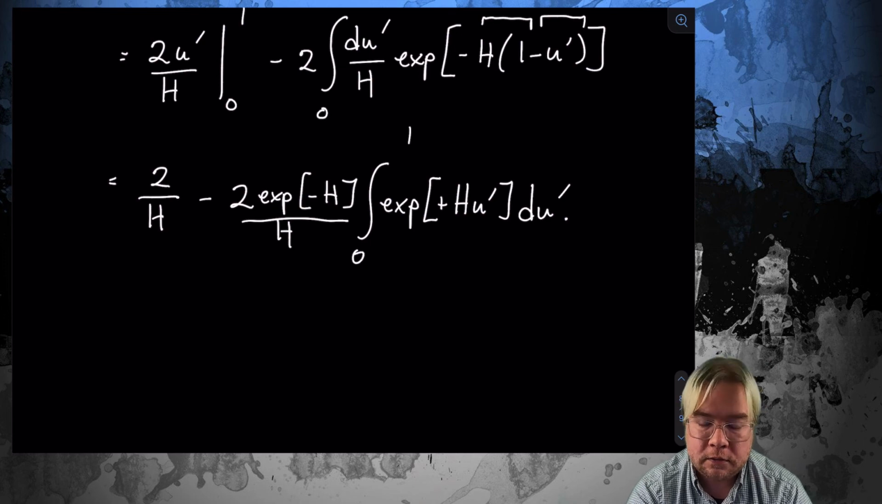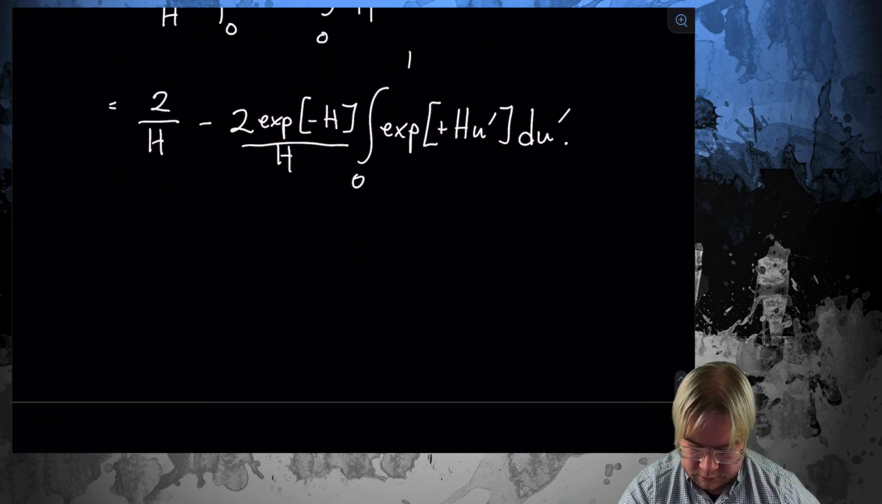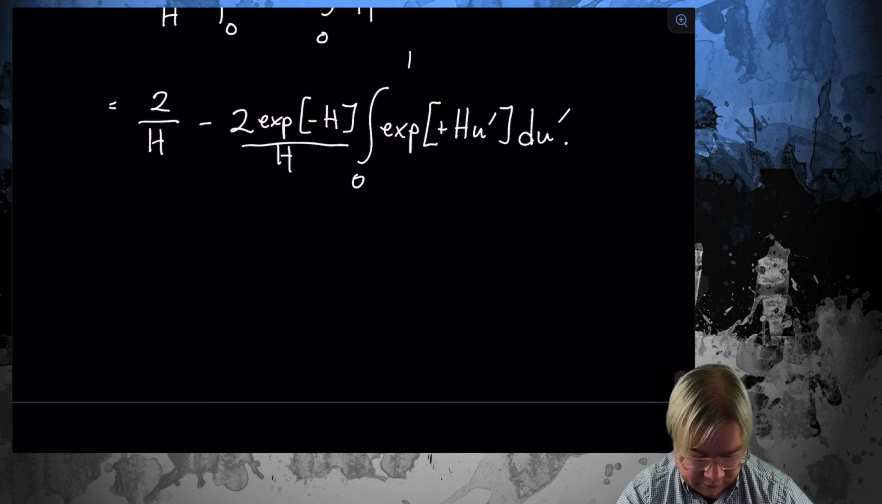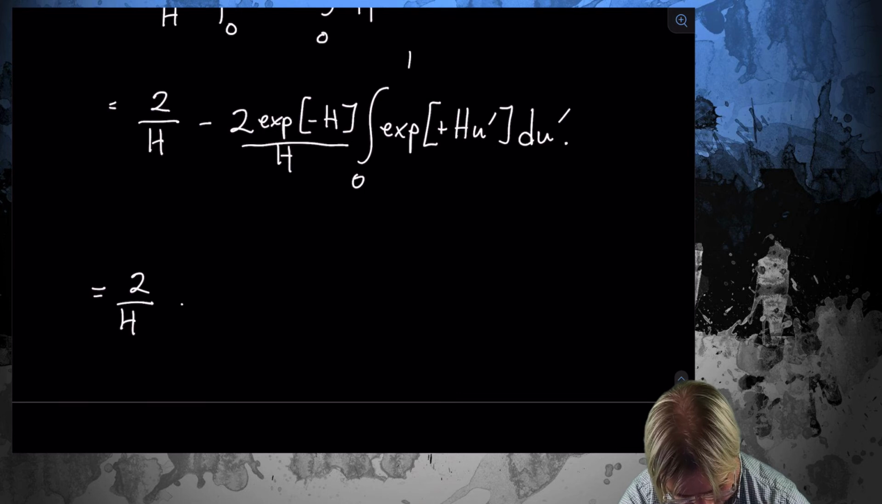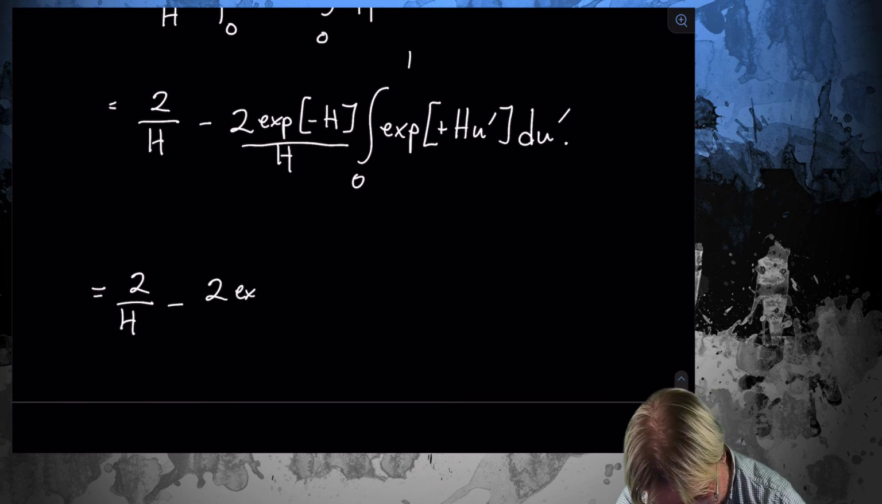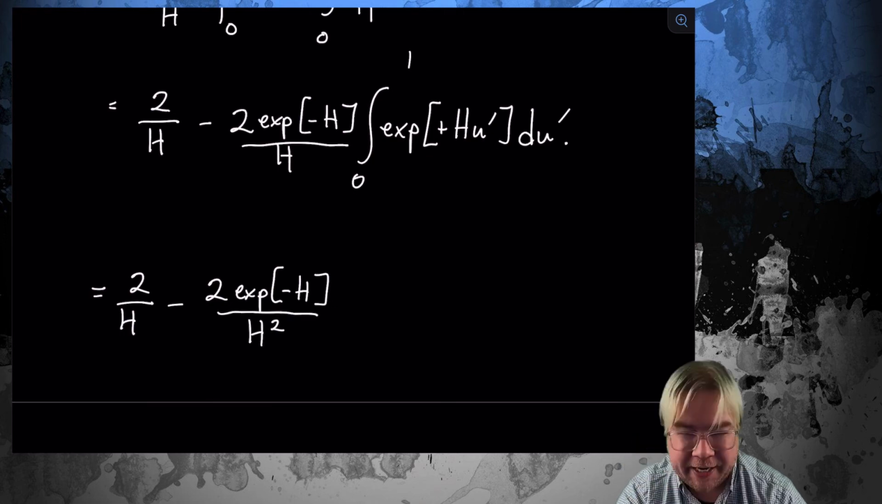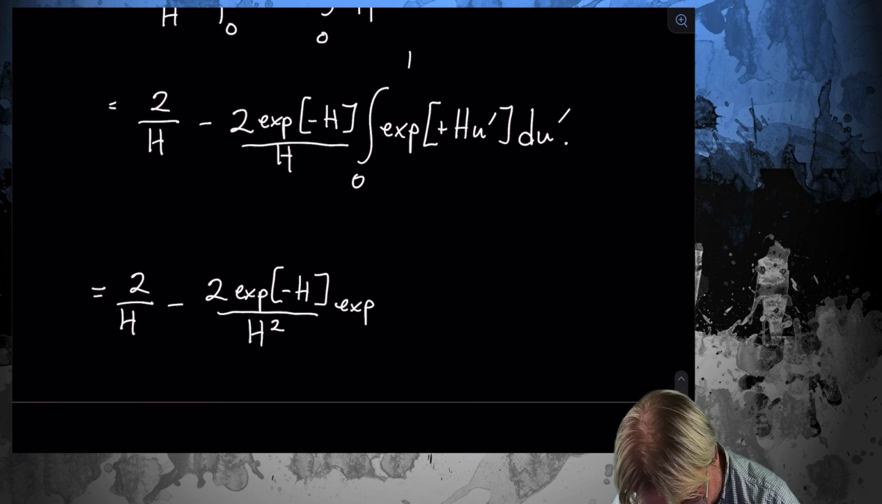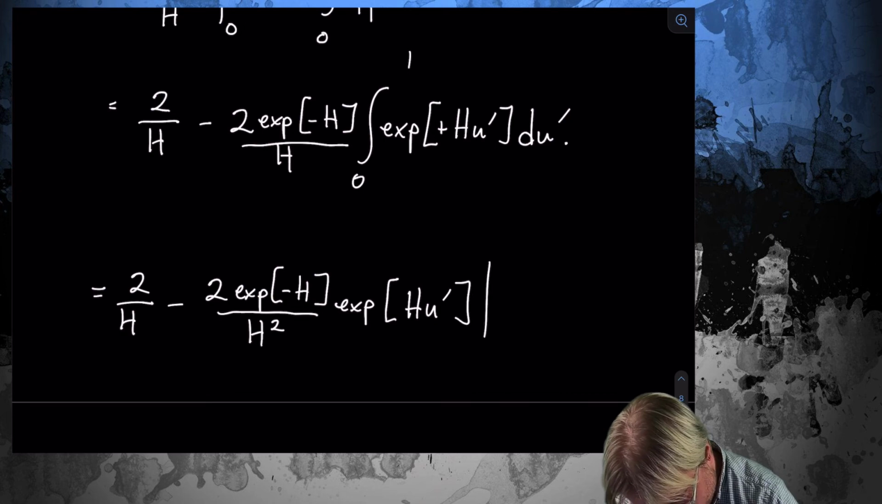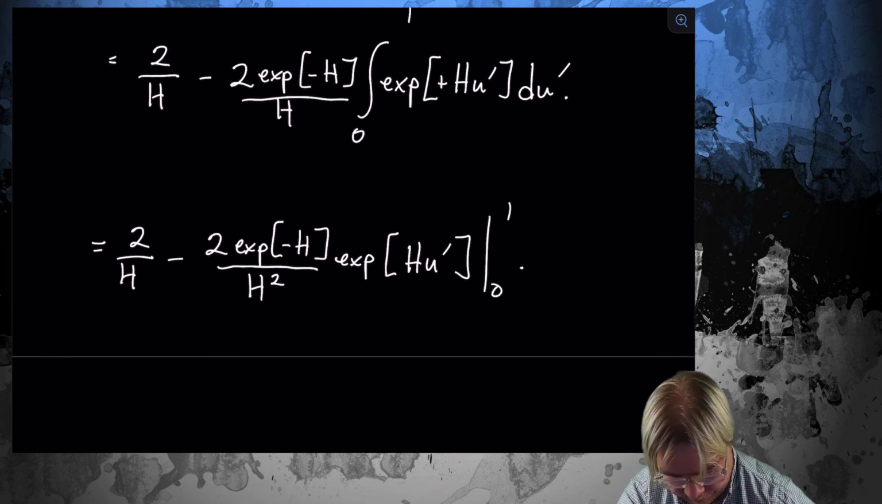So far, so good. All right, so this integral is easy. Integral of exponential is easy. So this still is 2 over h minus 2 exponential of minus h. We get another h from the integration, so we get h squared in the denominator. And then we have the exponential of h u prime evaluated from 0 to 1.